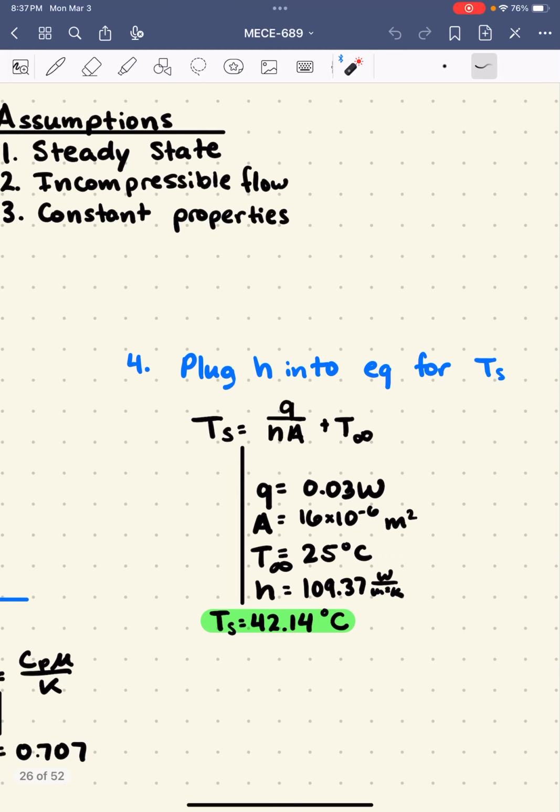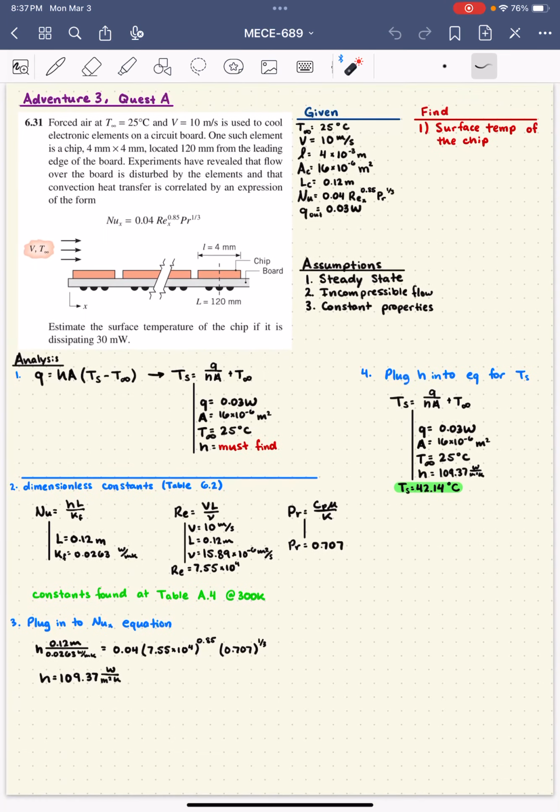And that solves for a surface temperature of 42.14 Celsius. And that's question 6.1.